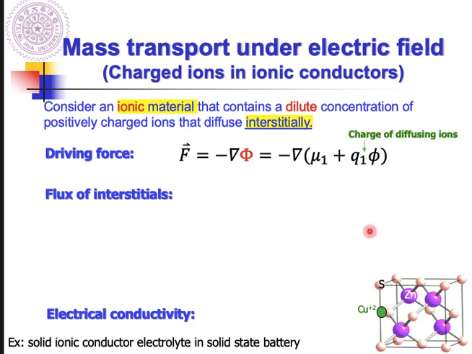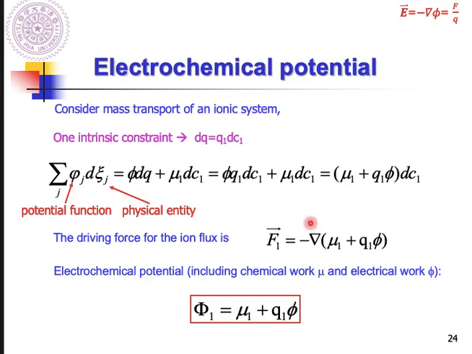And q1 here is the charge of the diffusing atom. Here it is 2 positive charge, times the electrical potential you apply on these materials. Some people were probably curious about why the potential can be expressed like this, as a chemical potential plus the electrical potential. So we move to the next slide.